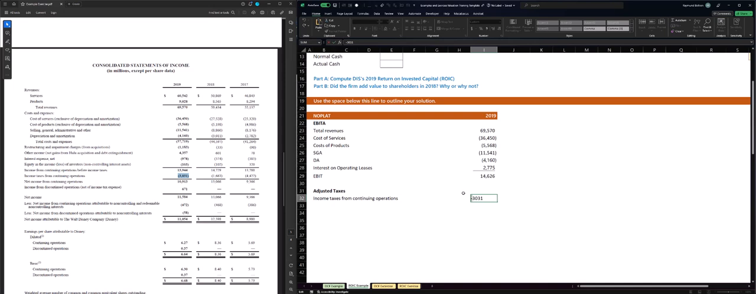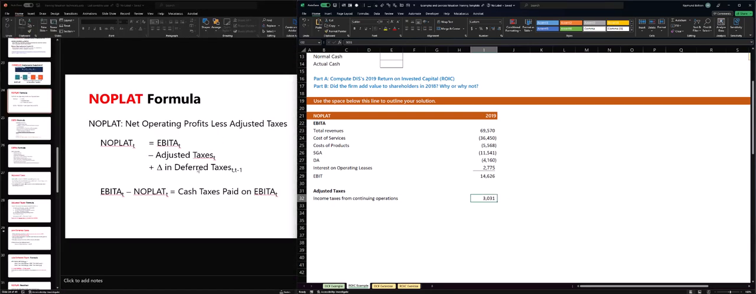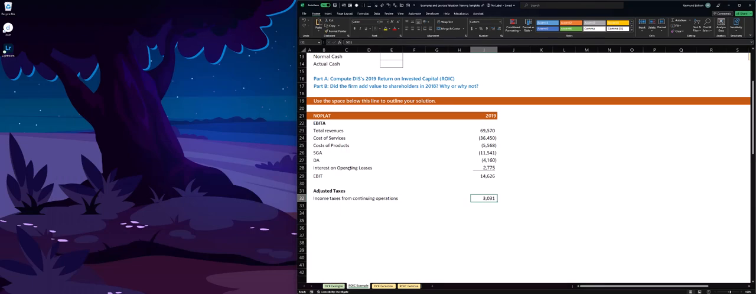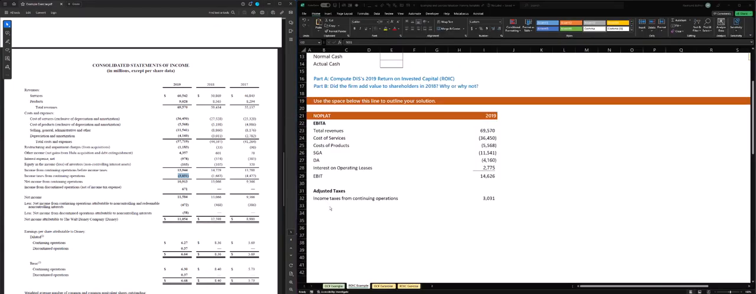3,000. Remember, we're gonna subtract it later on. For now, it's positive because we're gonna subtract it later on. And notice that if it's an expense, stay positive. If it's a benefit, then stay negative. All right, so now what we're gonna do is add the stuff that we did not include in calculating EBIT or EBITDA.